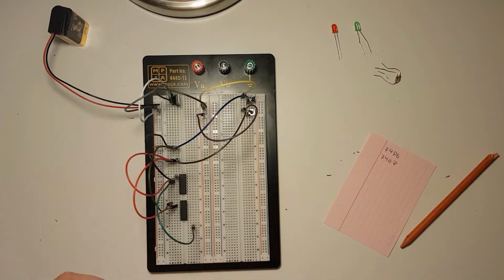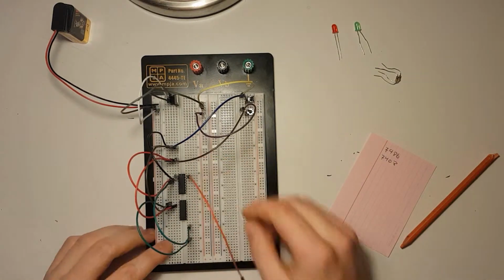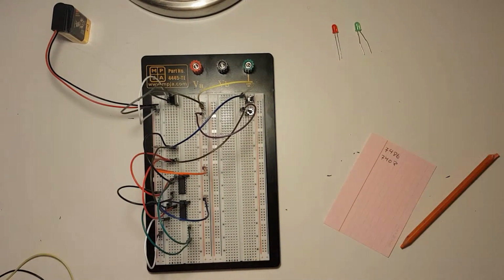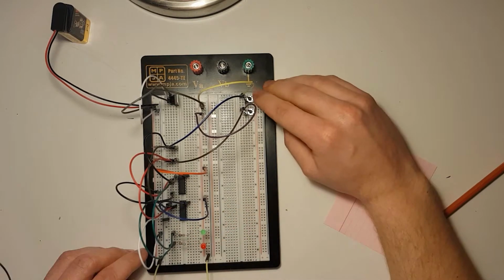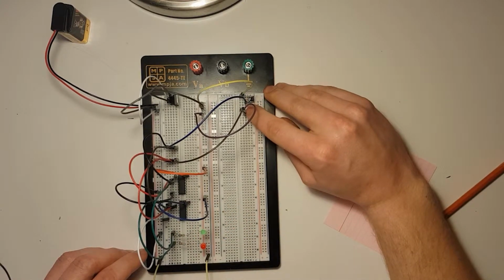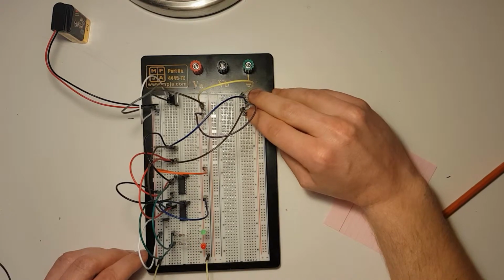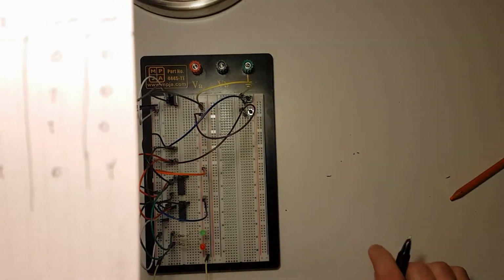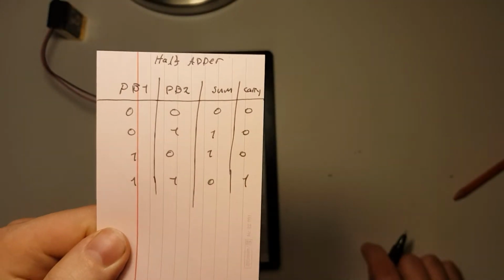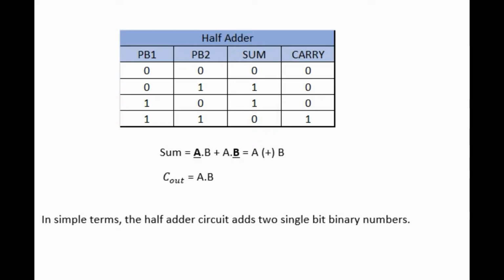The half adder circuit takes in two inputs, A and B, and returns two outputs, carry and sum. From the truth table, we can derive the following Boolean functions for the sum and carry using the sum of products method. In simple terms, the half adder circuit adds two single bit binary numbers. Here we can see the function.